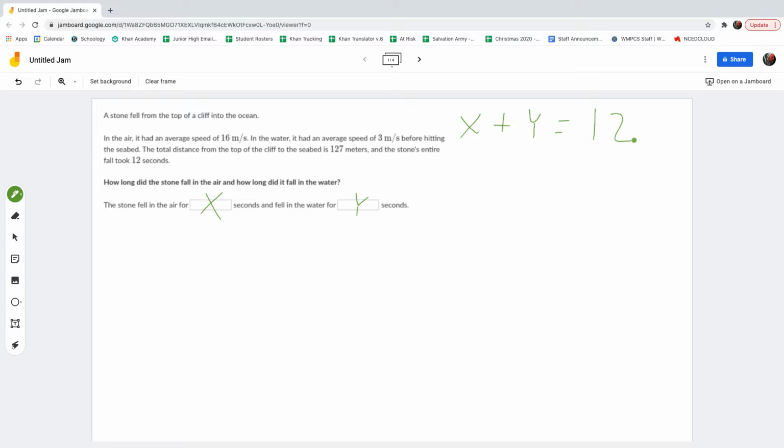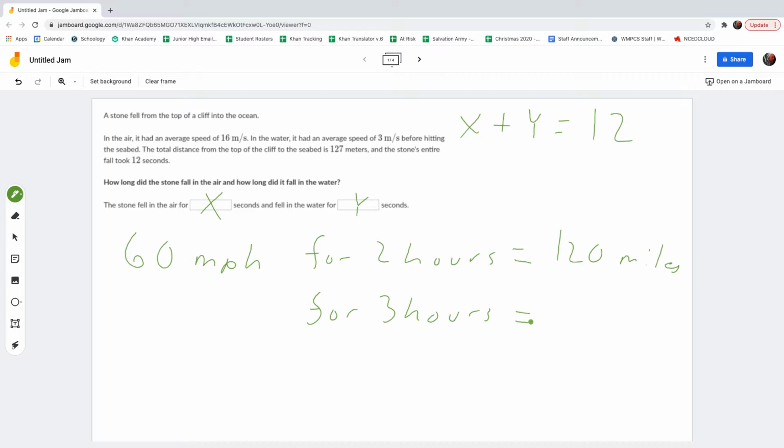For instance, let's pretend that I am traveling 60 miles per hour, and I ride for 2 hours. That means I have traveled 120 miles. Let's do the same thing, but instead of 2 hours, let's say I am traveling for 3 hours. Well, 60 times 3 would give me 180 miles.